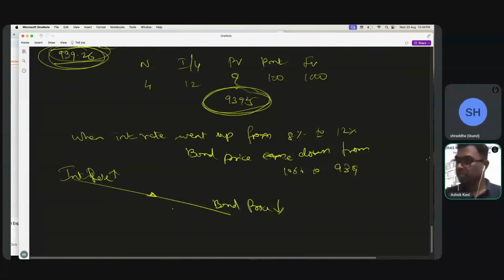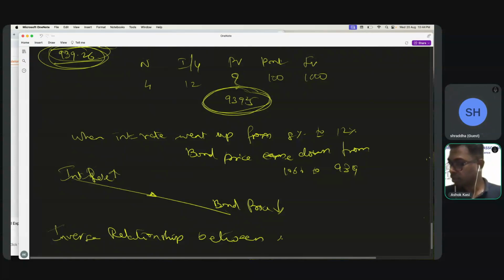What is the relationship between them? This is called an inverse relationship between interest rate and bond price.